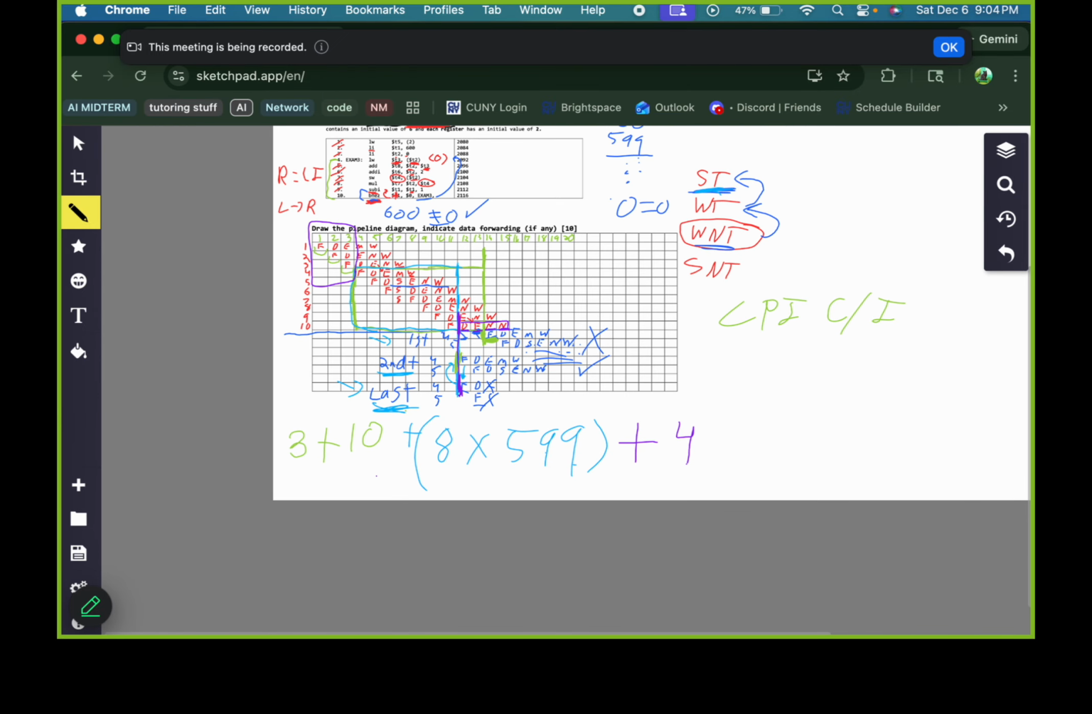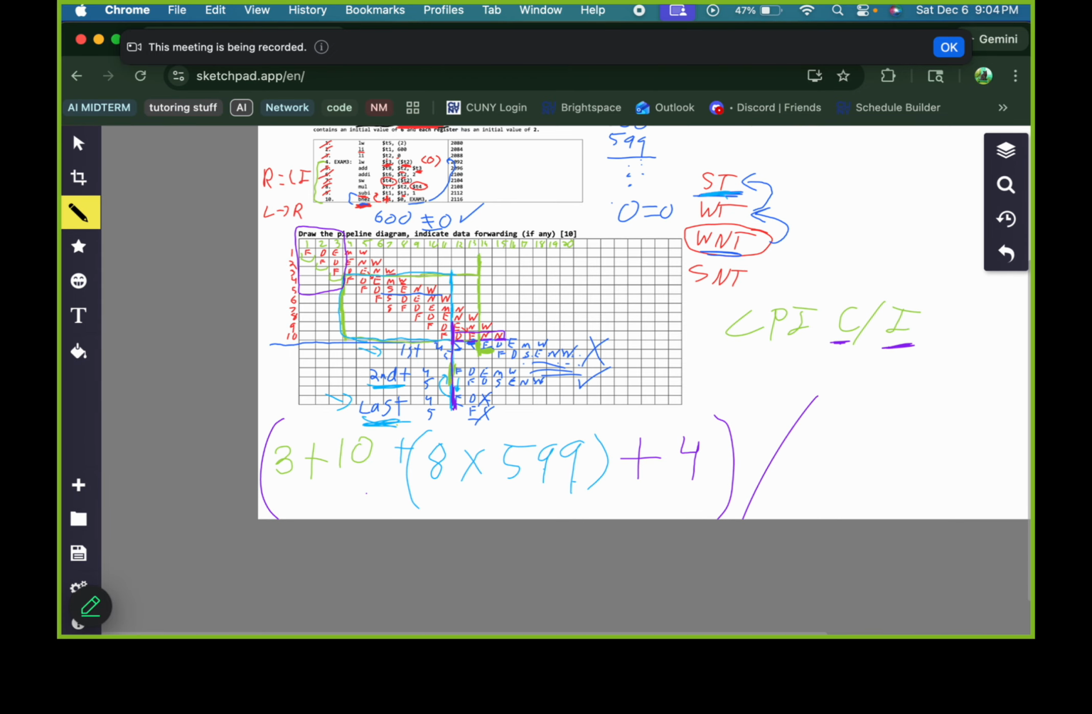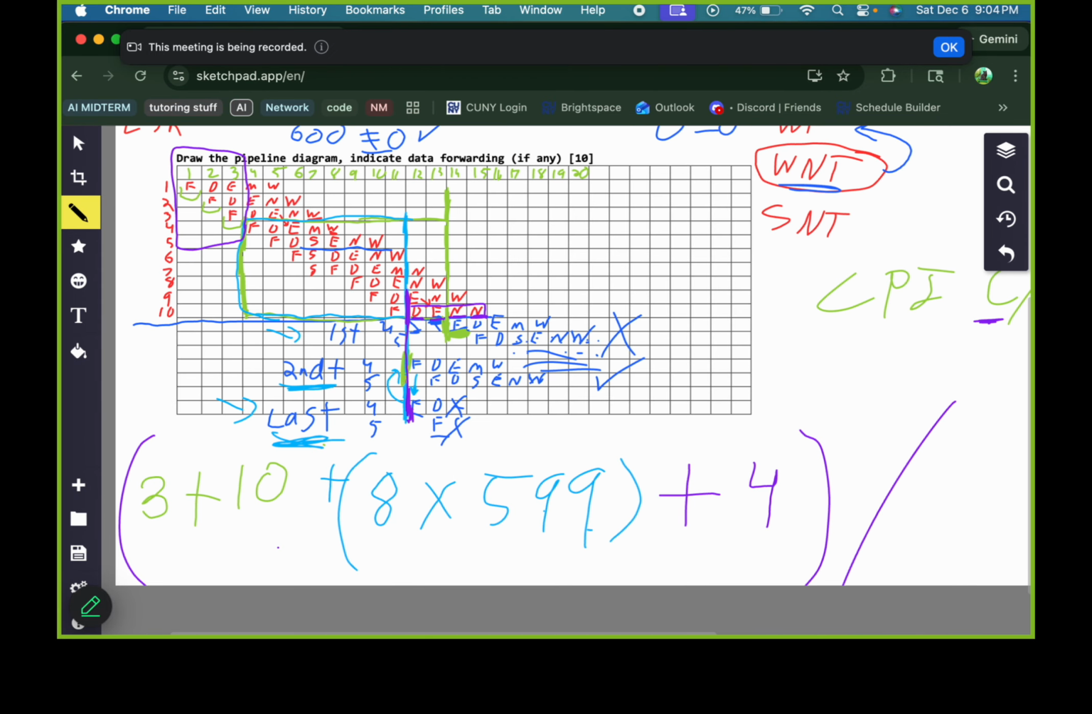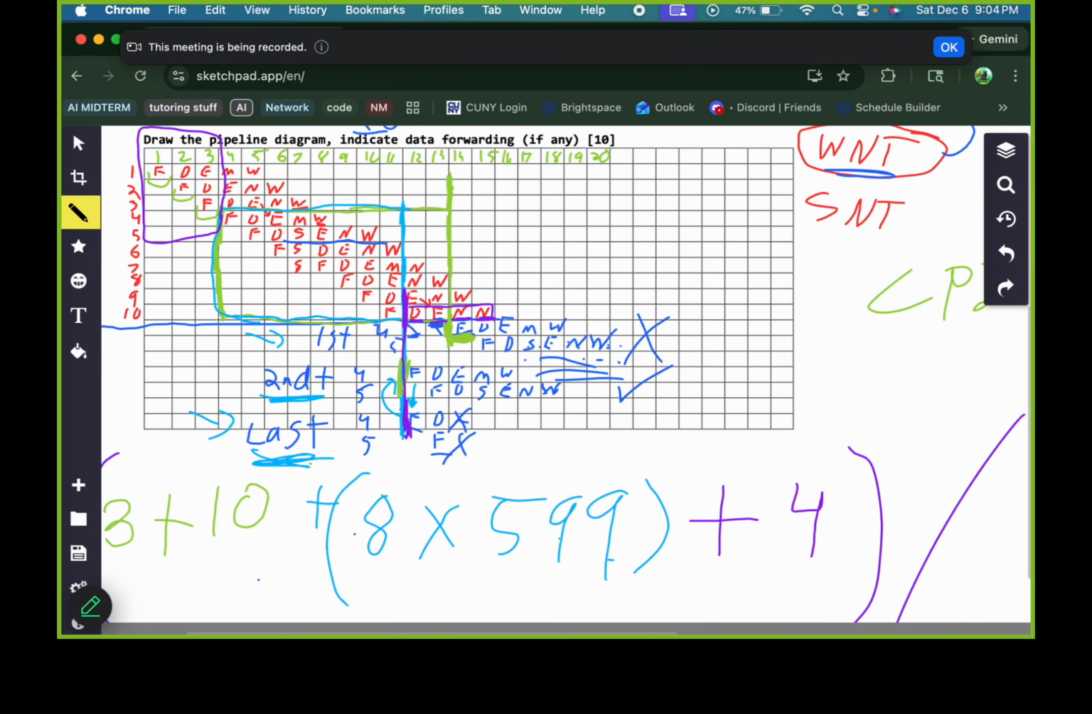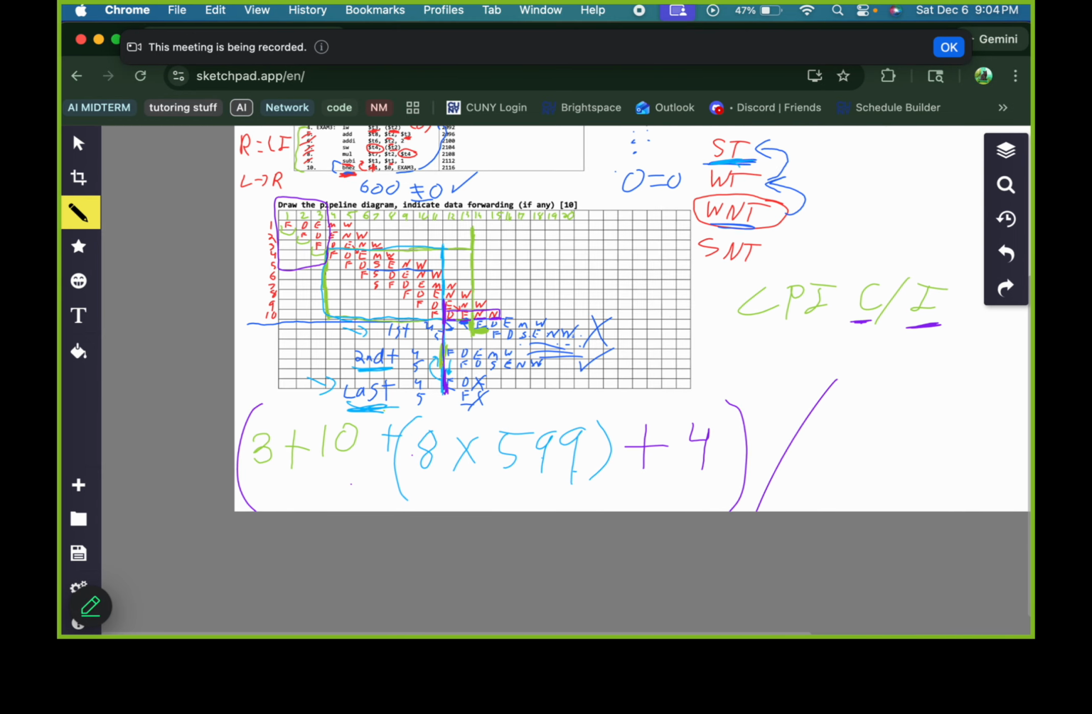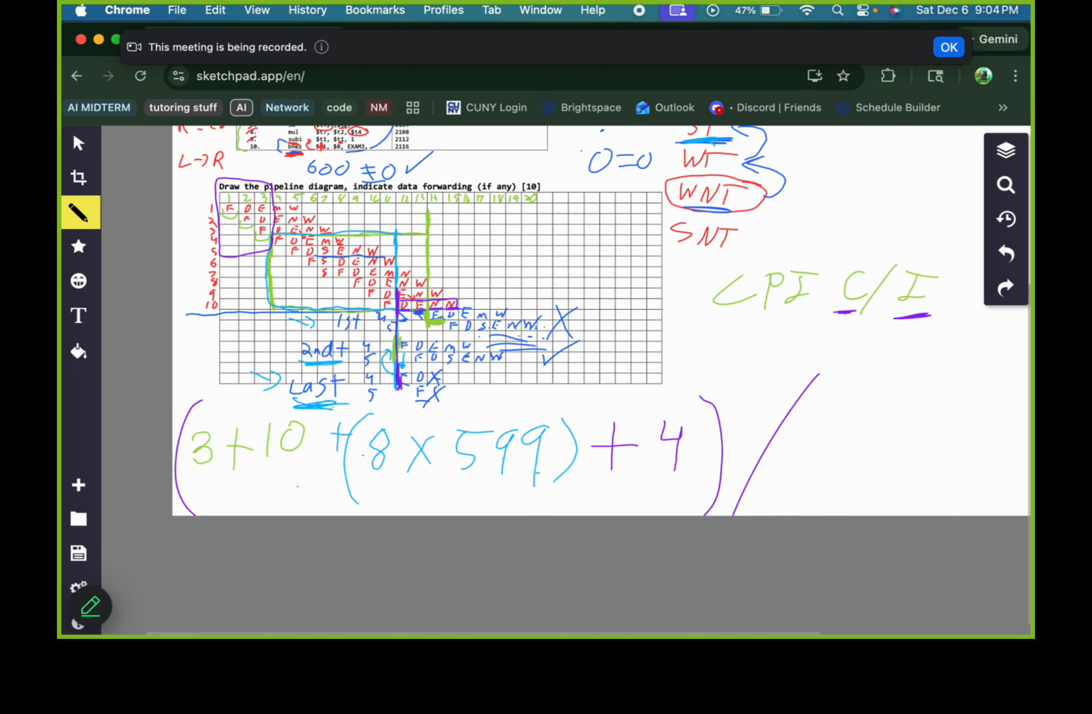Now we have the number of cycles. This whole thing is going to get divided by the number of instructions. Now, how do we find the number of instructions? Well, thankfully, this is a little bit easier, right? We know that these are only going to be the fully executed instructions, so we don't have to worry about any of these guys that were only half executed. We know that our loop runs 600 times, right?